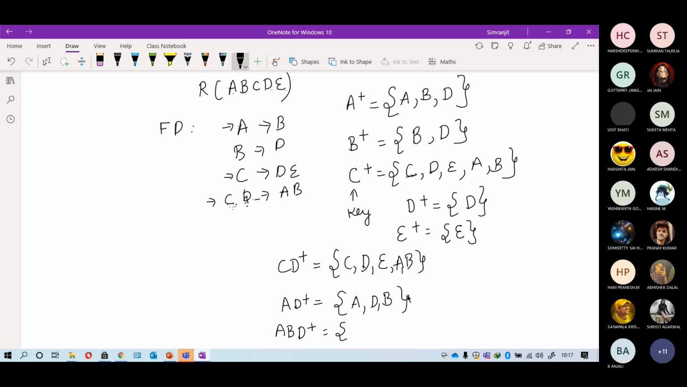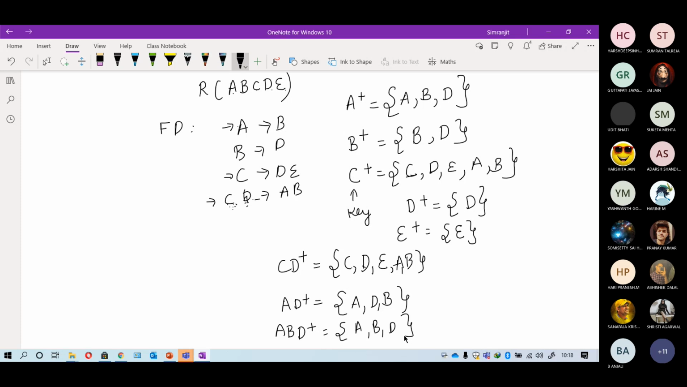ABD ही आएगा सर. Yes, sir. ABD. Absolutely. So first you include ABD. Now check A tends to B. B tends to D. C is not in the set. CD is not in the set. So just close it. So the closure property is very easy to find.